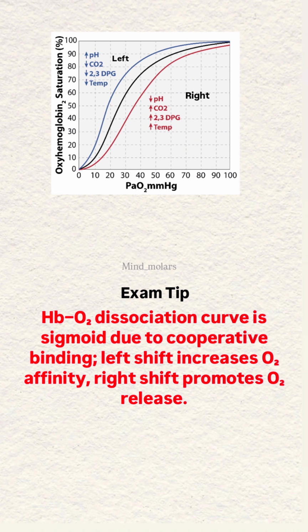So your exam tip is: the hemoglobin oxygen dissociation curve is sigmoid due to cooperative binding. Left shift increases oxygen affinity and right shift promotes oxygen release.